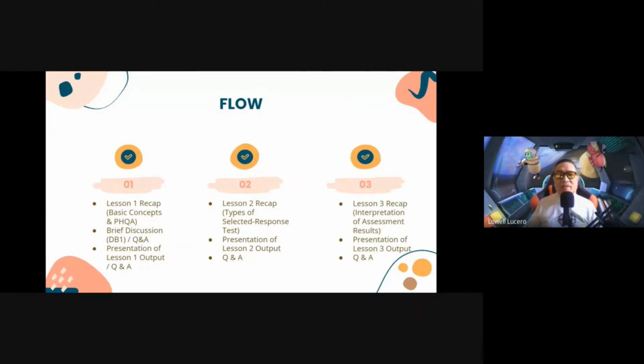Then next is a discussion on synthesis on lesson 2, which is the types of selected response tests. Then followed by presentation of output in lesson 2. Then we'll entertain some question and answer. The last part is on the recap of lesson 3, which focuses on interpretation of assessment results. So wala tayong presentation of outputs for lesson 3 because I have not seen anybody yet submitting their output. So we'll just skip this part and proceed to the question and answer.